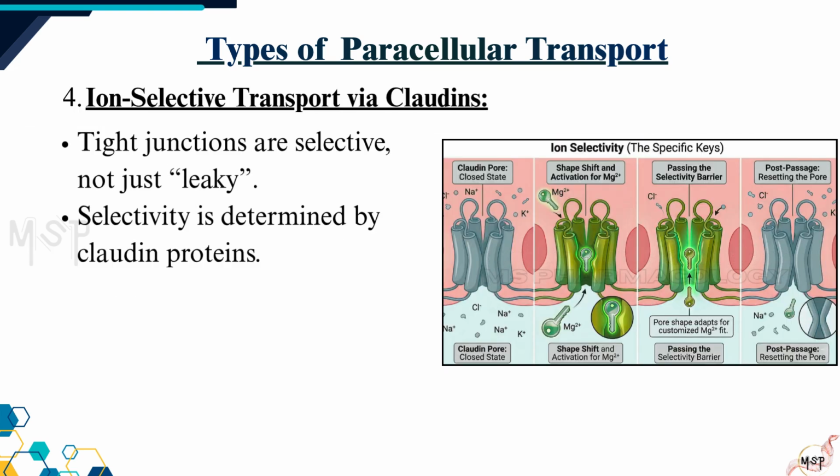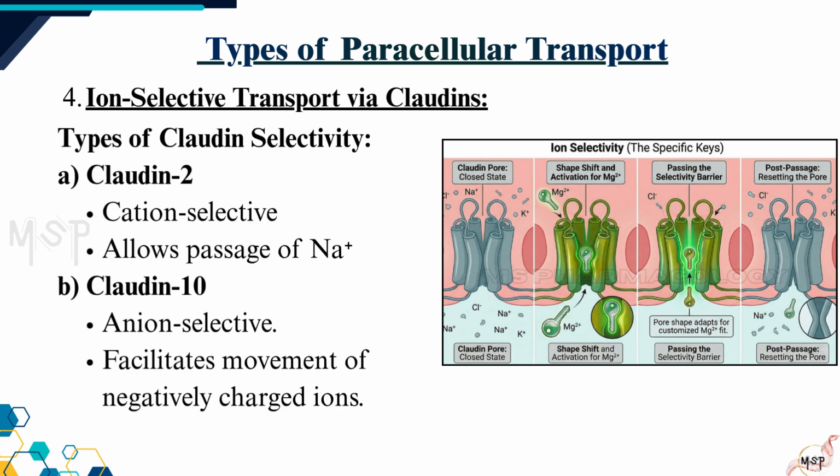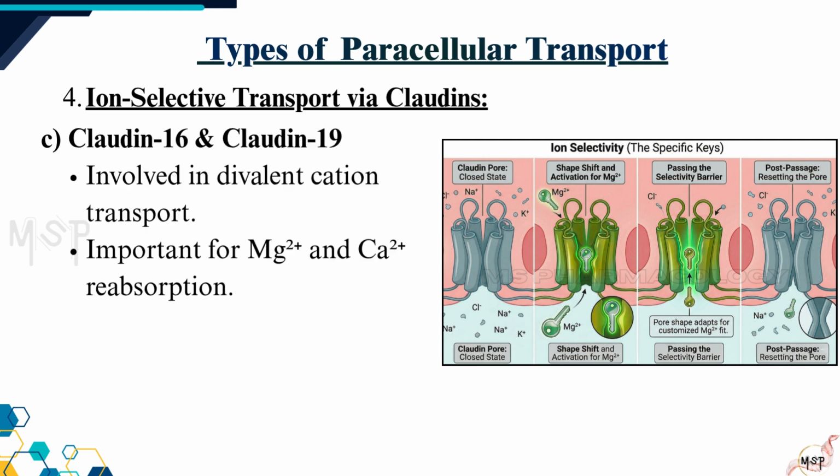Finally, the system gets incredibly specific through ion-selective transport. Different types of claudins create specialized VIP lanes for specific ions. Claudin 2 forms a cation-selective channel for sodium. Claudin 10 prefers anions. Claudins 16 and 19 work together to move magnesium and calcium.